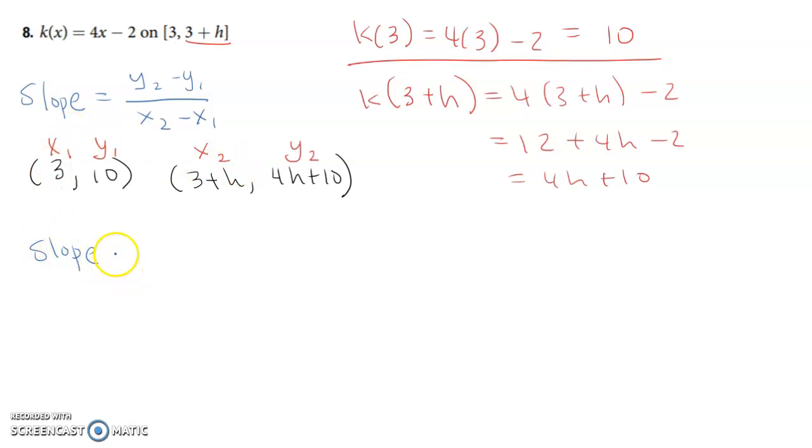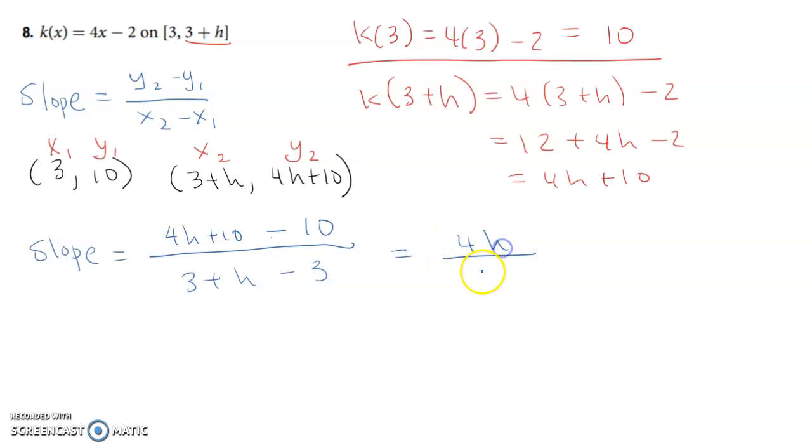So we have our slope equals y2, which is 4h plus 10, minus y1, which is 10, over x2 minus x1, so that's going to be 3 plus h minus 3. So here we have 4h over h, which reduces down to just 4. So this is our answer for number 8.